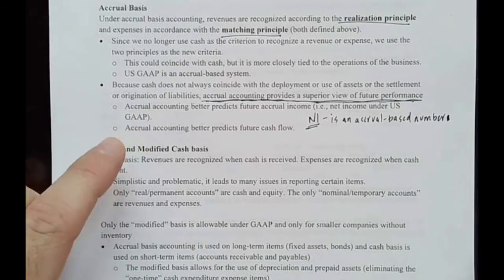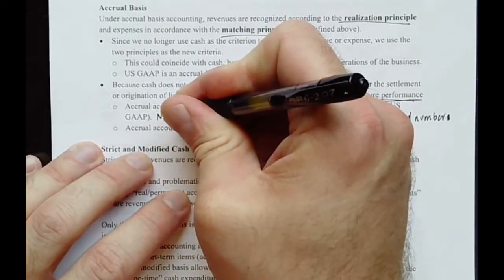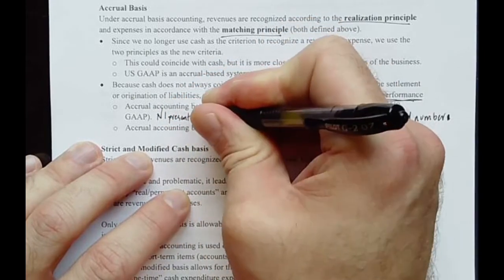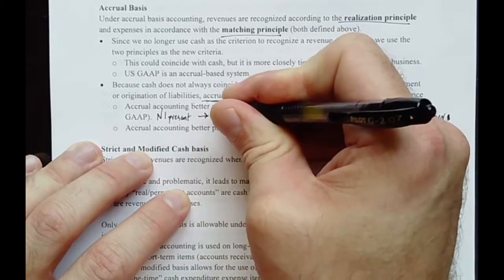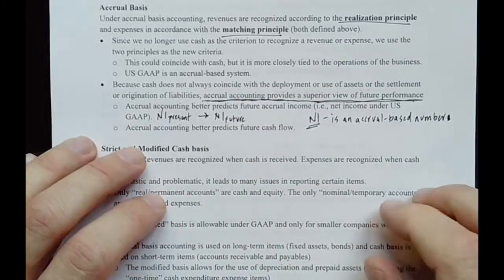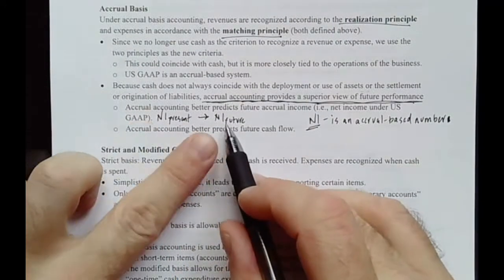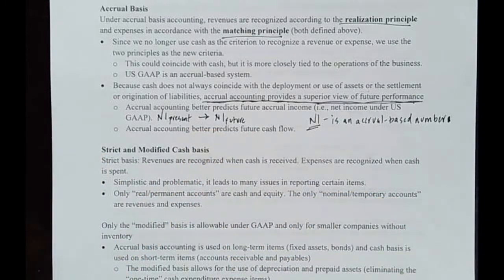So what this first one is saying is that net income in the present is better at predicting net income in the future than cash in the present is at predicting net income in the future. And you might say, well, yeah, that makes sense, right? Of course, net income would predict future net income better, and you wouldn't be wrong.